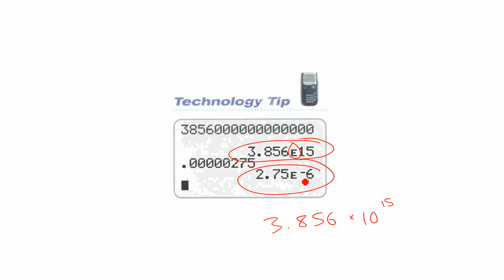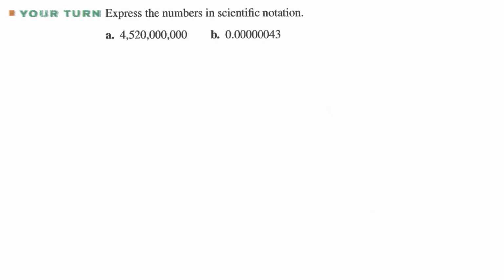Okay. All right, quick technology tip. Once you get your graphing calculators, sometimes you'll see something that looks like that. Okay, that's the graphing calculator way of saying 3.856 times 10 to the 15th. But E is the scientific notation on the calculator. The second one here would be 2.75 times 10 to the negative 6th. And so just be aware of that when you see it. All right, let's knock this out. Pause, give it a shot.